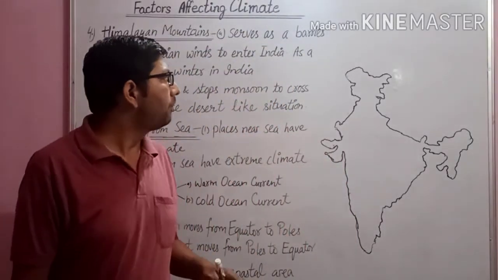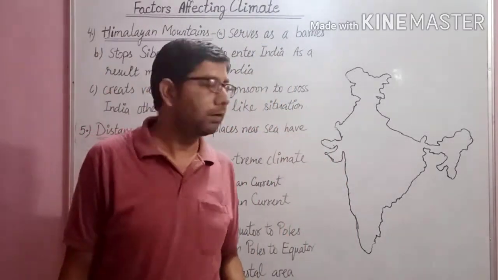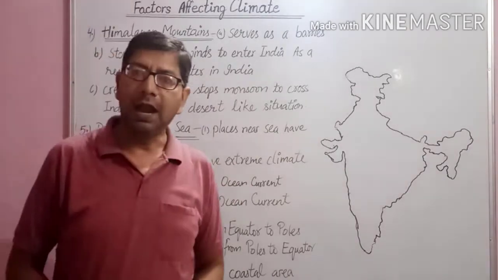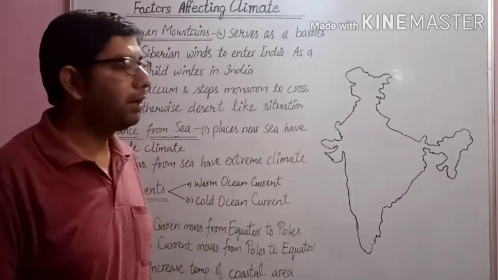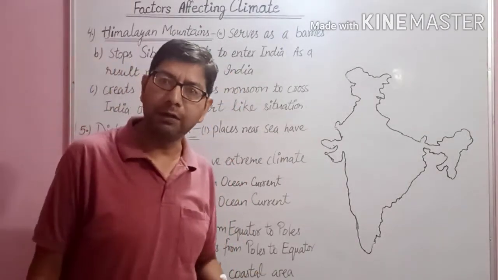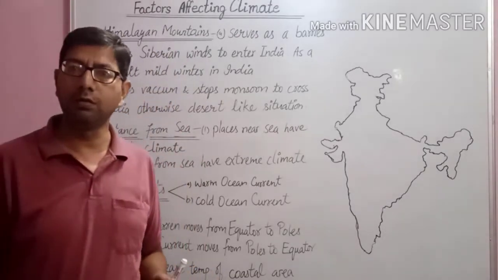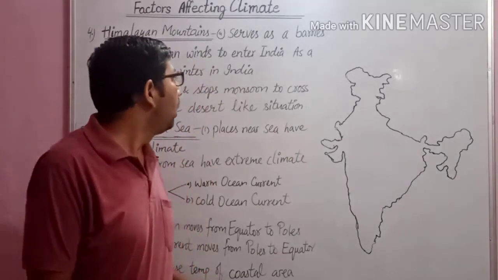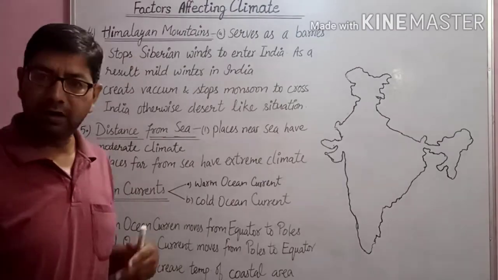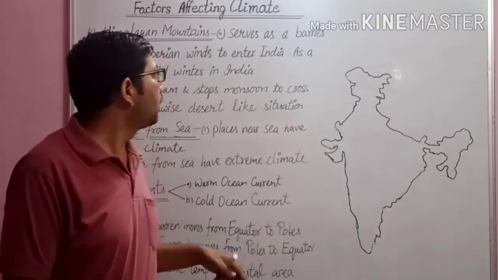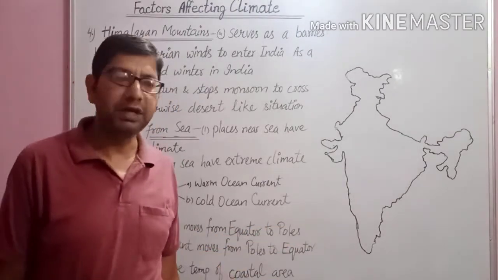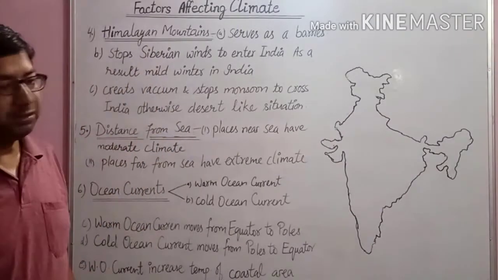Now we are covering chapter number 4 of geography, that is climate, and we will cover this chapter in the context of India, the climate of India, which is obviously the monsoon type of climate. We had already covered 2 videos on this chapter. Now we are moving to video number 3, that is factors affecting the climate.